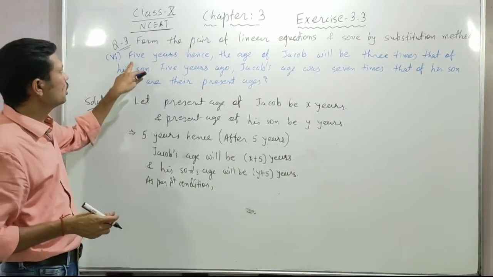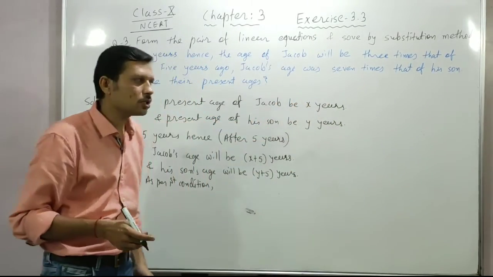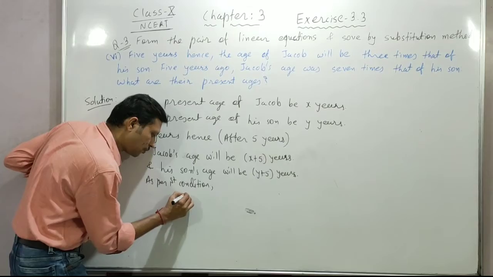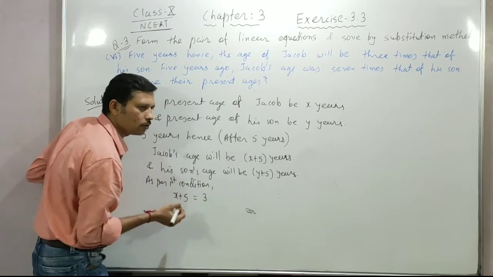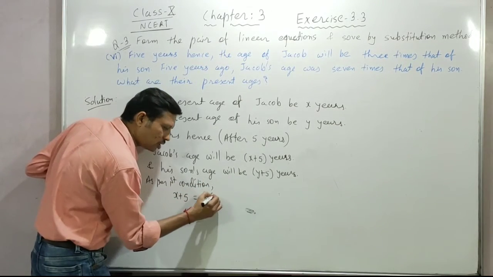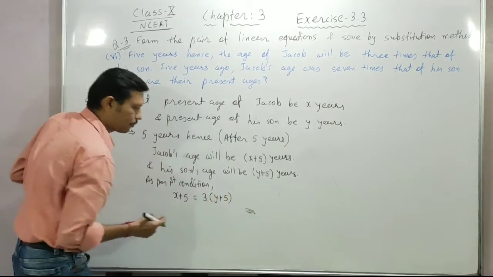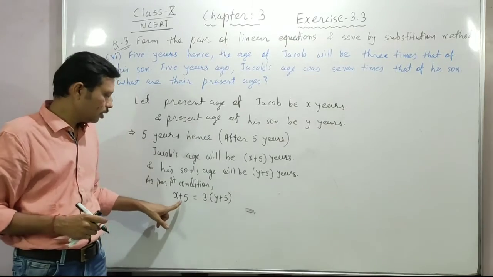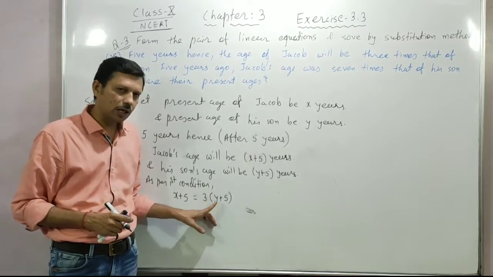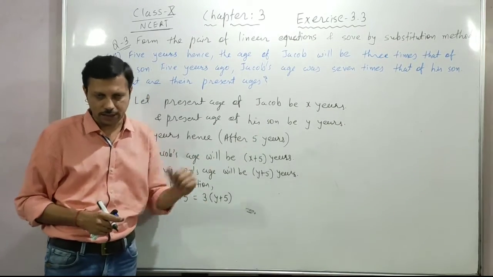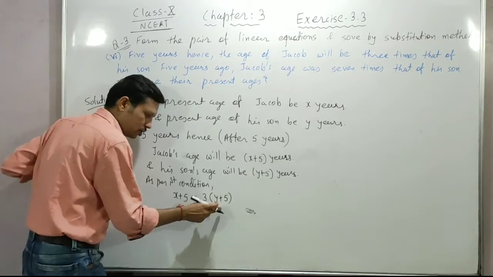so what is the first condition? 5 years hence, the age of Jacob will be 3 times that of his son. Jacob's age, that is x plus 5, will be equal to 3 times multiplied by what? That of his son's age. Son's age after the 5 years, that is y plus 5. So here, understand it better. The age of Jacob will be equal to 3 times that of his son's age at that time.